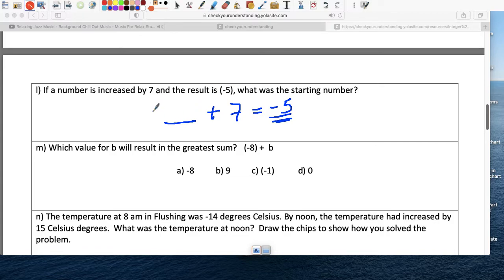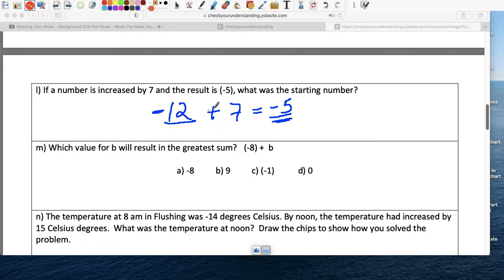Well, first of all, we know this number has to be negative. I'm adding two integers, and the answer is negative, so this integer has to have an absolute value greater than 7. So the distance away from 0 is greater than 7. This one is 7 units away, so this one has to be, obviously, 12 units away.